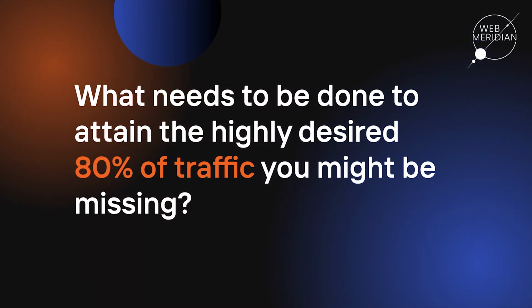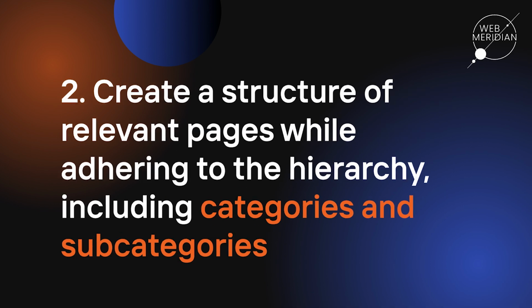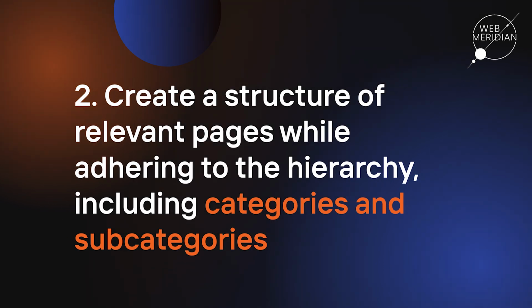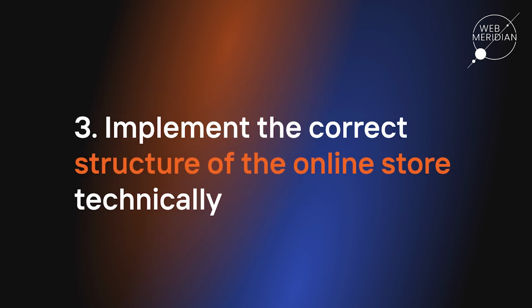Finally, what needs to be done to attain the highly desired 80% of traffic you might be missing? No stress, no problem. It's all straightforward. Just 3 steps needed. 1. Collect and analyze search queries to understand how users search for your products. 2. Create a structure of relevant pages while adhering to the hierarchy, including categories and subcategories. 3. Implement the correct structure of the online store technically.